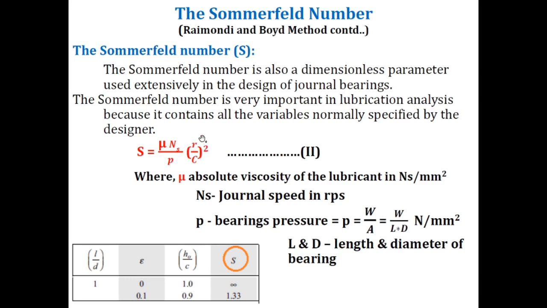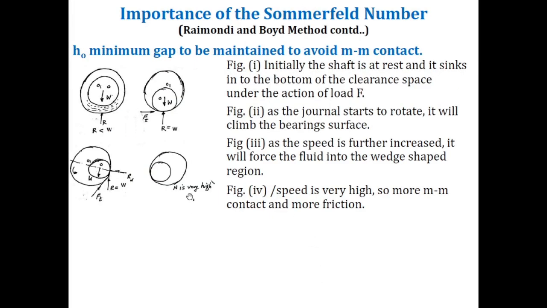R is the journal radius and C is the radial clearance. Remember, C is nothing but the radial clearance. And again, from the table, we are able to find out the value of S. Why this Sommerfeld number is important, let us try to understand the term.